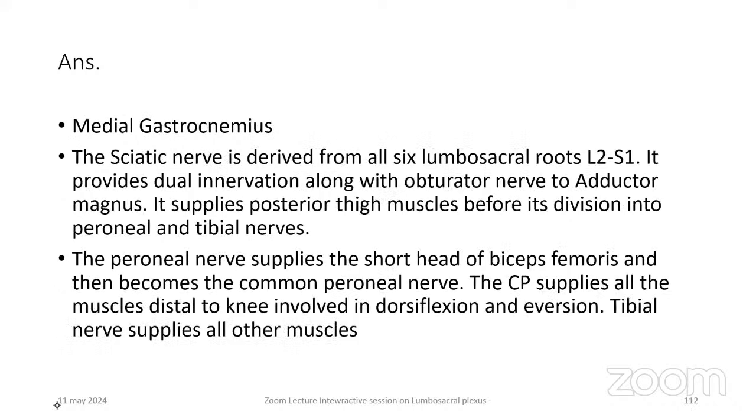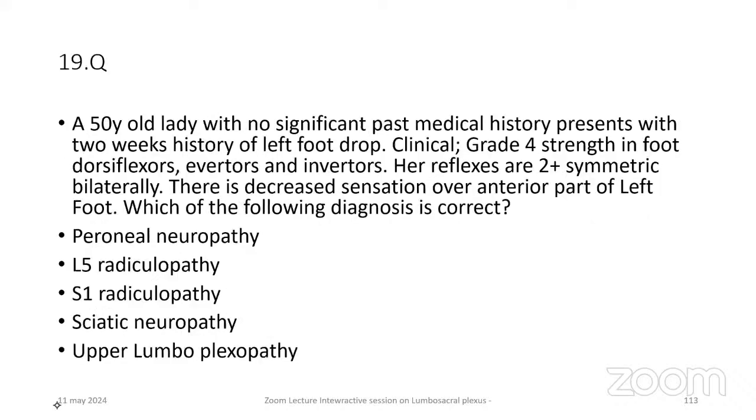The sciatic nerve is derived from all 6 lumbosacral roots from L2 to S1. It provides dual innervation along with the obturator nerve to the adductor magnus. It supplies the posterior thigh muscles before it divides into peroneal and tibial nerves. The peroneal nerve supplies the short head of biceps femoris. Then it becomes the common peroneal nerve. The common peroneal nerve, or fibular nerve as it is called nowadays, supplies all the muscles distal to the knee involved in dorsiflexion and eversion. The tibial nerve supplies all the other muscles.